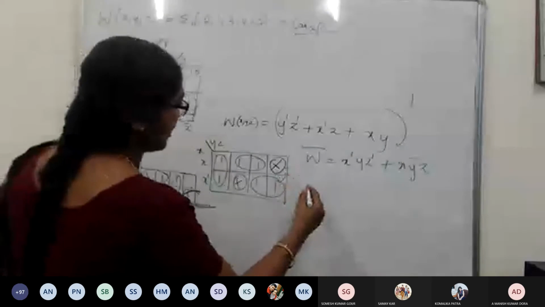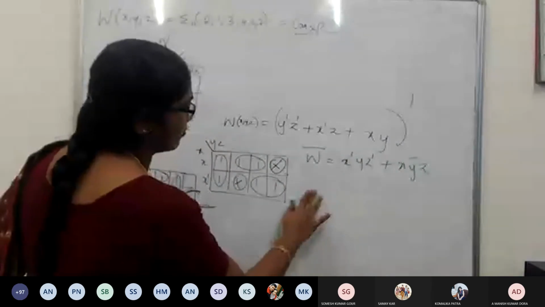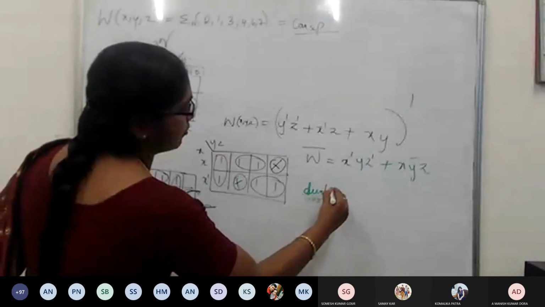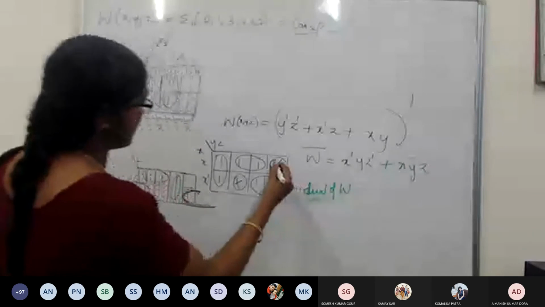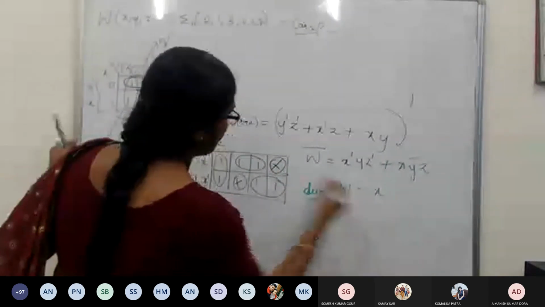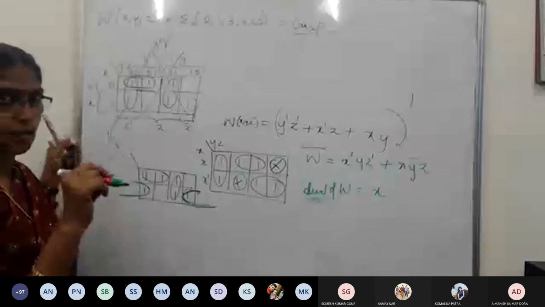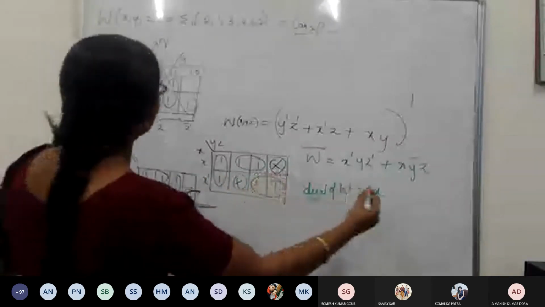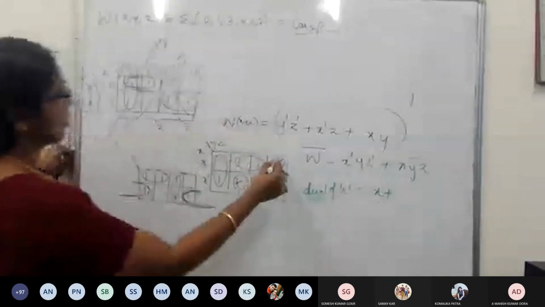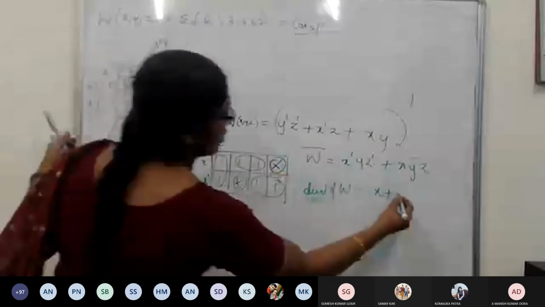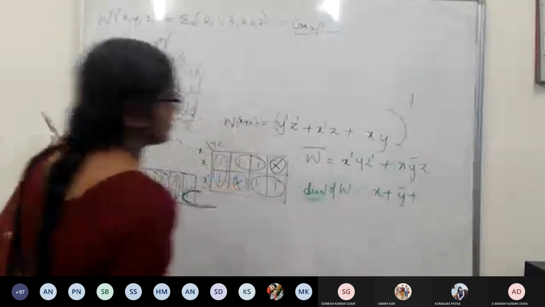So now, W dual, I mean, dual of W. How much will it be? This one will be X. We have to use the POS form. So this will be X plus. What is here? It is Y. So it will be Y bar plus.